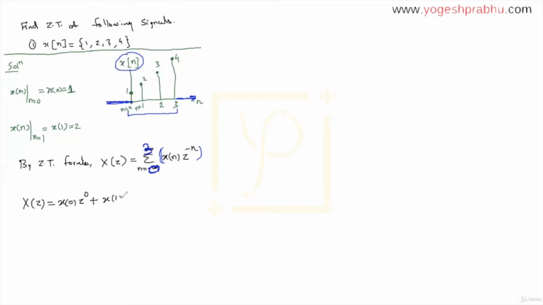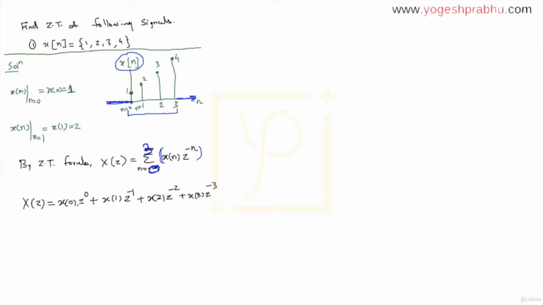So this will become x of 1, z raised to minus 1. Then let's put n equal to 2. This is x of 2, z raised to minus 2. And then x of 3, z raised to minus 3. That's your x of z expression.